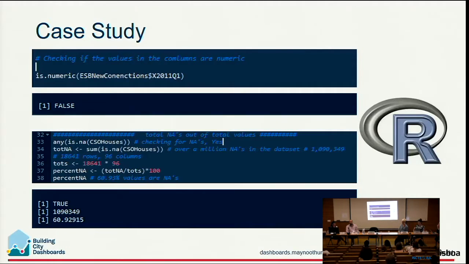There's 1,090,349 null values, which represents nearly 61% of the total. So this can lead to human error, where 0 does not equal null. It's just a blank value.